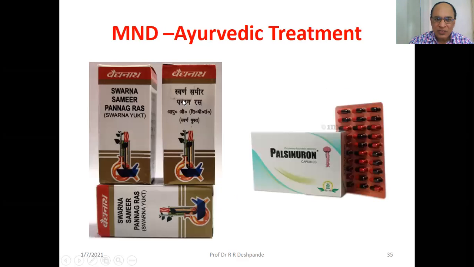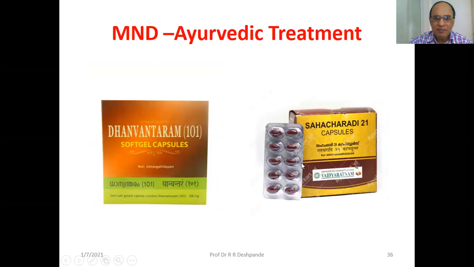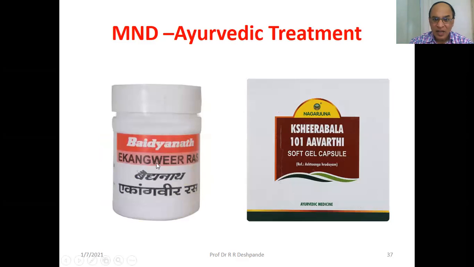Can you see Suvarna Samir Pannaga of Baidyanath, Palsineuron from the Phytopharma company? This is Dhanvantaram 101 soft gel capsules. Can you see? For internal use. Sahacharadi 21 capsules, Vaidyaratnam, for internal use. Baidyanath Ekanga Veera Rasa. Kshirabala 101 Avarti soft gel capsule for internal use.